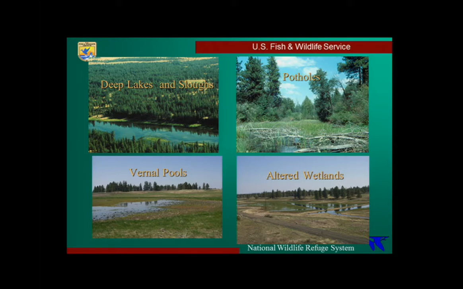And then by far the most common wetland type within scablands is what I call the altered wetlands. And these are wetland basins that have been drained for agricultural purposes. And these are over 70% of the landscape or the wetlands are in this category.